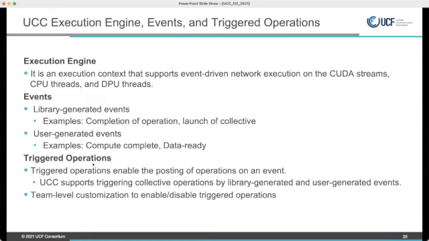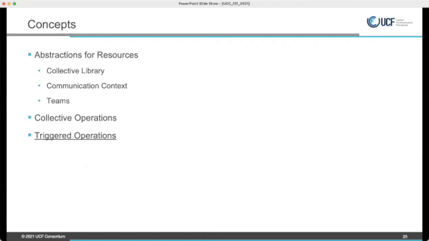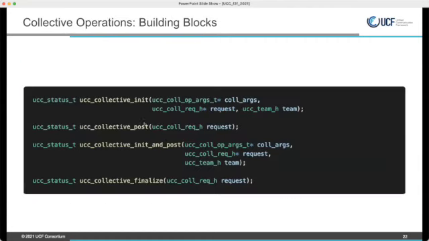So we have event-based execution on the execution engine. The execution can happen on library generated events, like a completion of an operation or launch of a collective, or user generated events like compute complete and data ready. In a way, tying the execution engine and the events together is a triggered operation. You can think of this as an extension of the post, where instead of the collective executing right away, it executes on a certain event. That is a trigger.